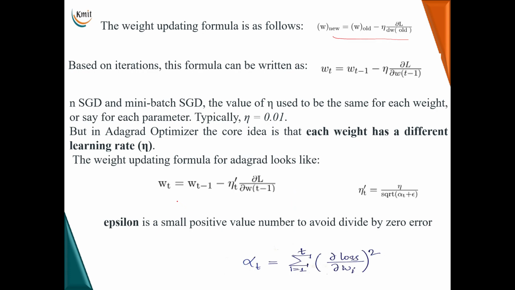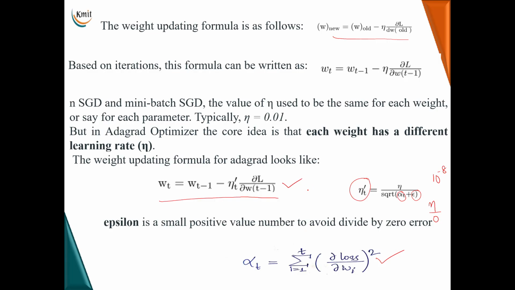In ADAGRAD, we will use this equation: W new is equal to W old minus eta T dash times dou L by dou W at T minus 1, where this eta T dash, which is the new learning rate, is the old learning rate divided by the square root of alpha T plus epsilon, where alpha T is nothing but the sum of squares of all the gradients, and epsilon is a small positive number. It is somewhere around 10 to the power of minus 8, which is used in the denominator, because when the alpha T value is very small, division by 0 is not possible. So to avoid dividing the number by 0, we introduce a small constant value epsilon here.